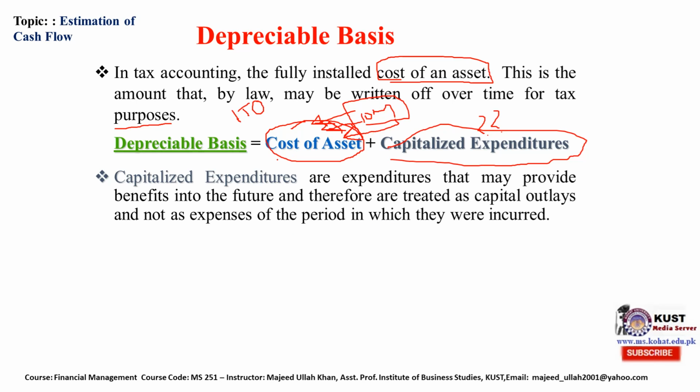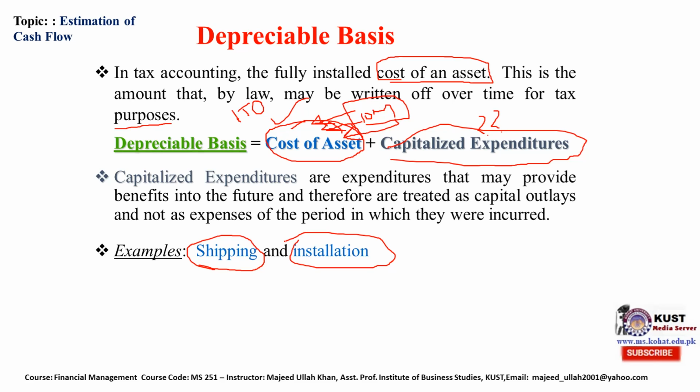Any installation cost on that asset will provide a benefit as long as this asset exists. This transportation cost will also be included in the depreciable basis because these are not incurred for earning revenue. It is incurred to install the capital asset. So examples of capital expenditure are shipping and installation. These are two costs which will be included in the cost of the asset. So all these three will provide you a depreciable basis.